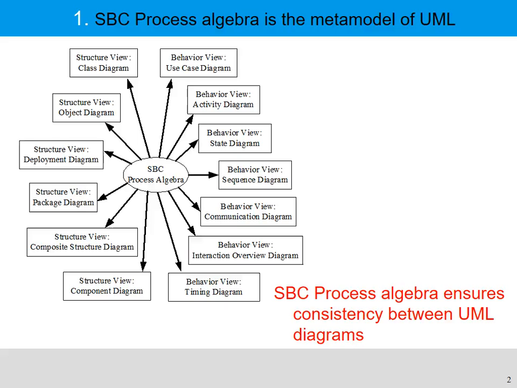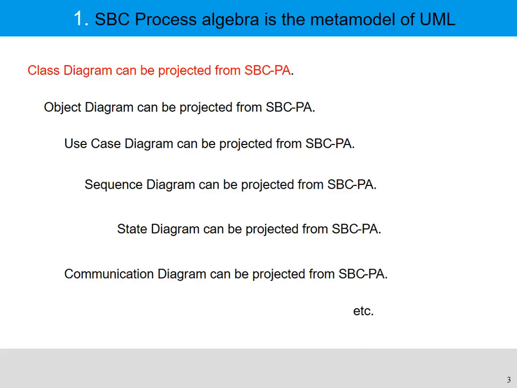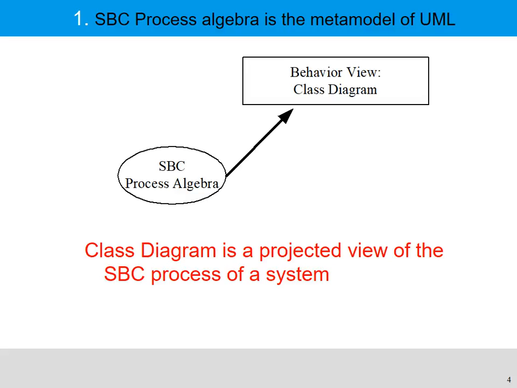SBC process algebra is used to ensure consistency between all these different UML diagrams. Because SBC process algebra is the meta model of UML, a class diagram can be projected from SBC process algebra. Therefore, we would say a class diagram is a projected view of the SBC process of a system.